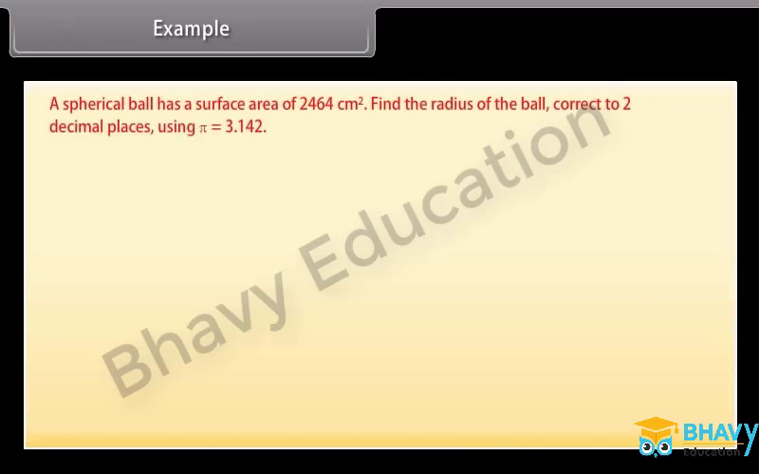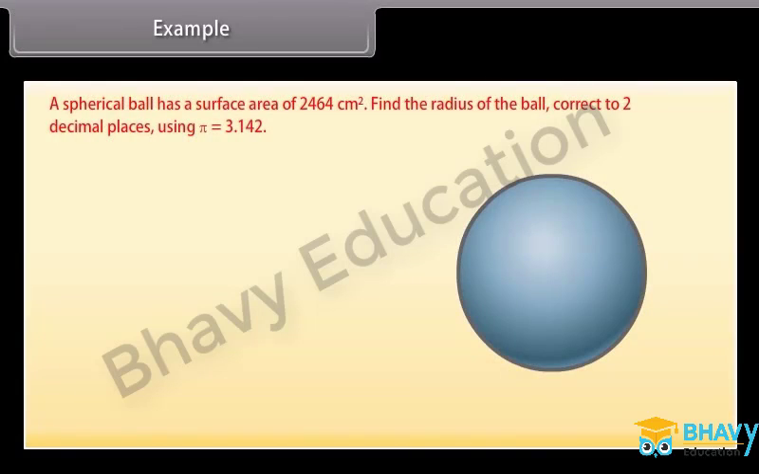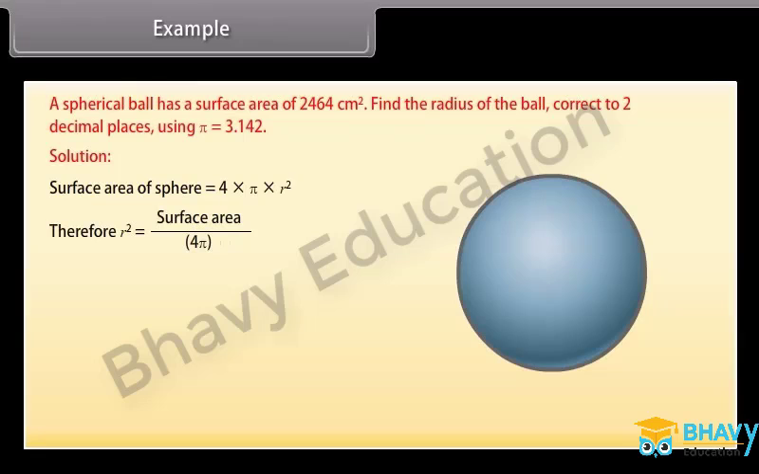Example: a spherical ball has a surface area of 2464 centimeters square. Find the radius of the ball, correct to two decimal places using pi as 3.142. Solution: we know that surface area of sphere is equal to 4 into pi into r square. In order to find r, we need to isolate it from the equation above. Therefore, r square is equal to surface area upon 4 pi.